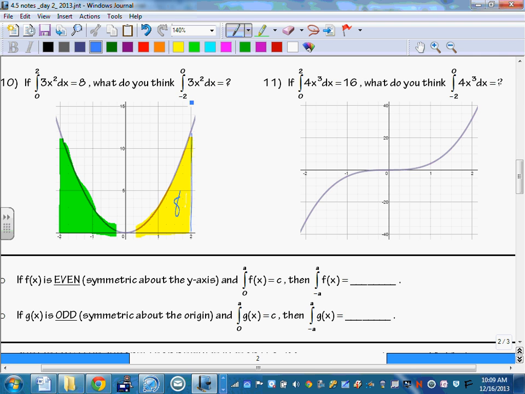No, but it's in the positive. It's going from negative 2 to 0, so we're going from the smaller one to the bigger one, so that's going in the correct direction. The graph is above the x-axis, so that means it's going to be positive 8.